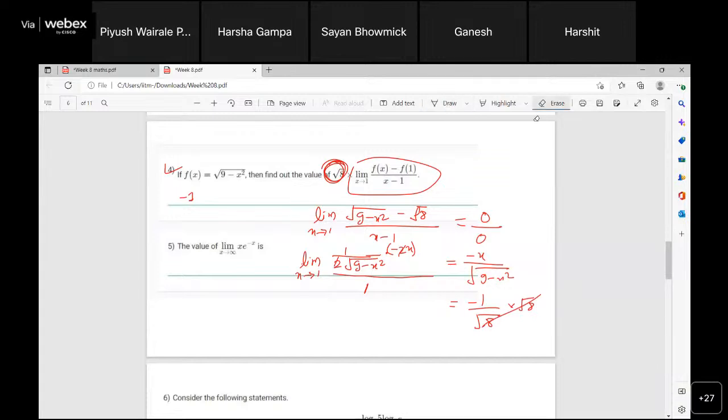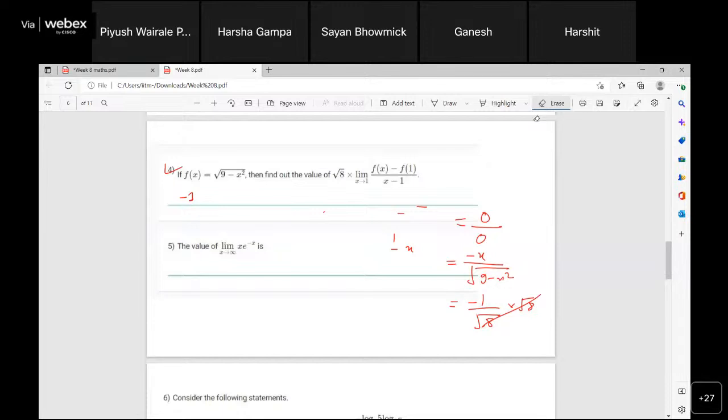Now just try to find out question number 5: limit x tends to infinity, x into e to the power minus x. If you put it here, it is 0 into infinity form. Now try to evaluate this. Try to see how to bring it into the 0 by 0 or infinity by infinity form.